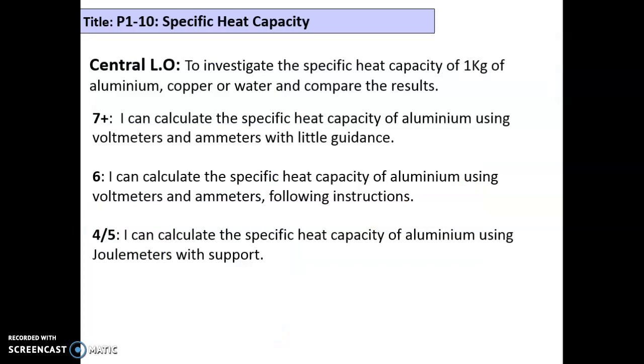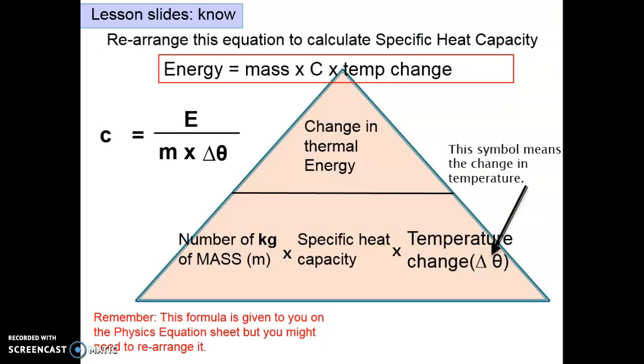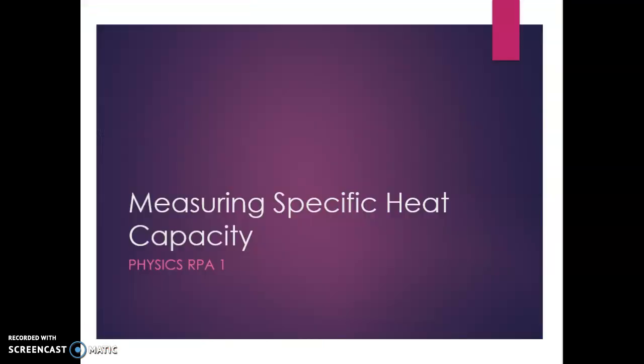All right, so this is what we're planning to do today. We're going to look at how we calculate specific heat capacity. We can use a joule meter because we have to calculate the energy we put in, or we can use voltmeters, ammeters, and a clock to do the same thing to calculate the energy, and we'll go through the steps for that. Just to remind ourselves, specific heat capacity is the energy transferred by heating, divided by the mass of a substance multiplied by the temperature change. That's what it looks like in the formula triangle, so make sure you've got that down in your book from last lesson.